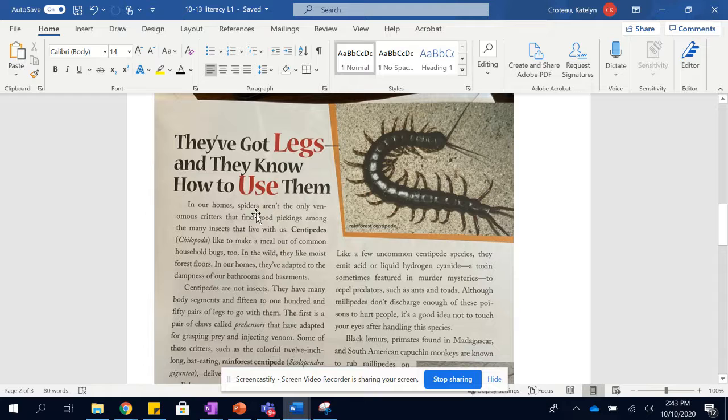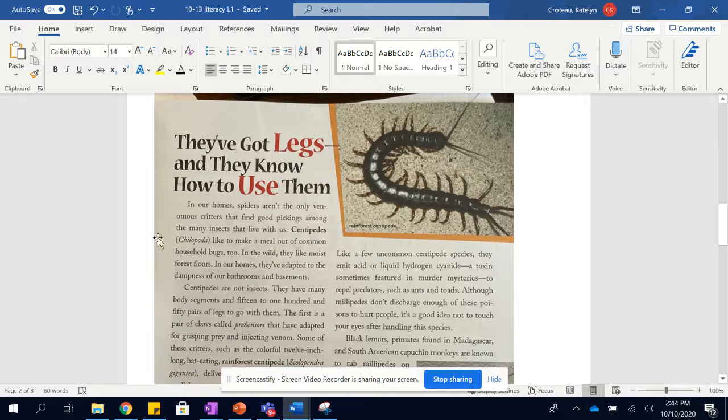In our homes, spiders aren't the only venomous critters that find good pickings among the many insects that live with us. Critters are just like little creatures. Usually they're thought of as small. Usually tends to be associated with creepy crawly things like bugs and whatnot.